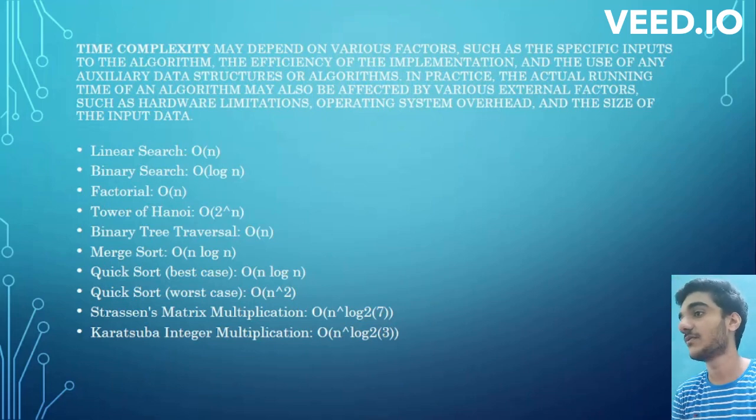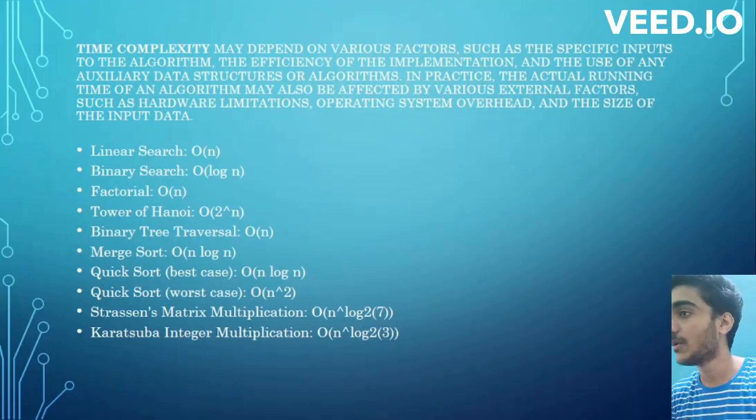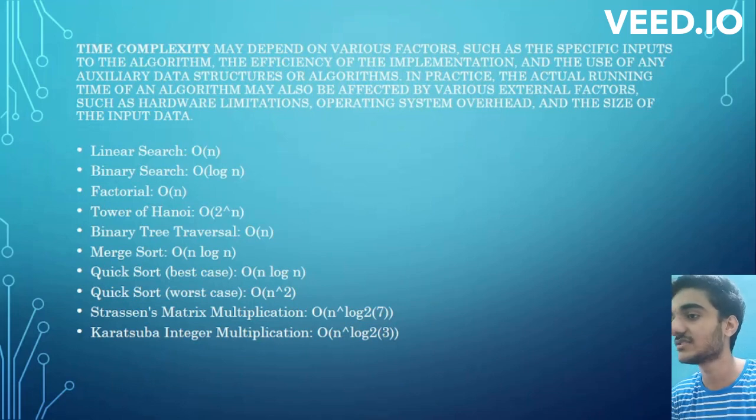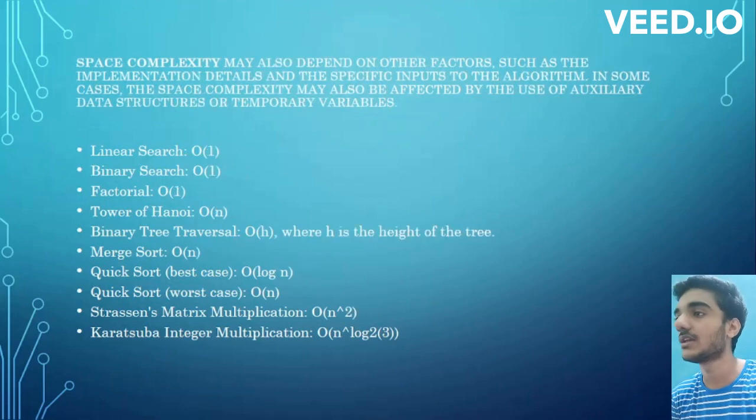And the time complexity of linear search is O(n), binary search is O(log n), factorial is O(n), tower of Hanoi O(2 to the power n), which is exponential, binary tree traversal O(n), merge sort O(n log n), quick sort best case n log n, quick sort worst case n square, Strassen's matrix multiplication n power log base 2 of 7, Karatsuba integer multiplication n power log base 2 of 3.